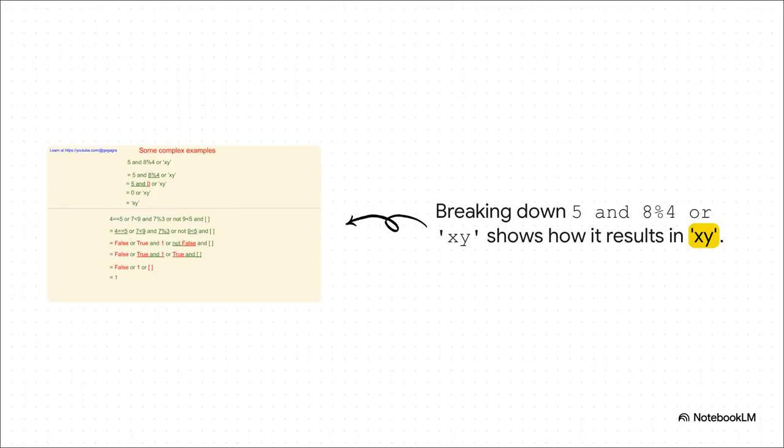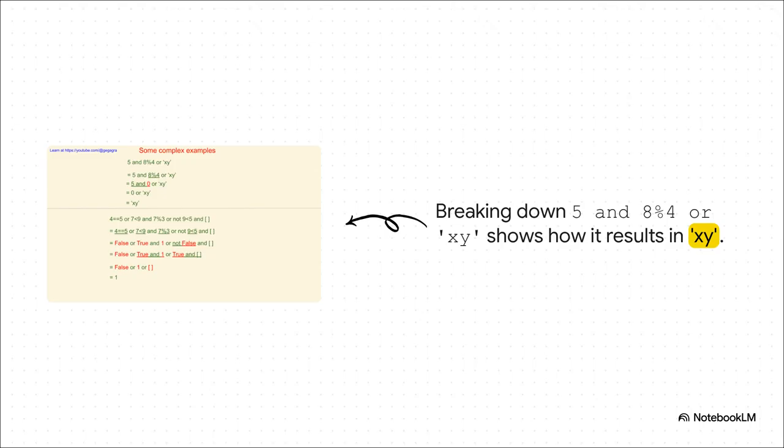Let's tackle this one: 5 and 8 % 4 or "xy". Okay, first step. Any other math to do? Yep, the modulo operator. 8 % 4 is just 0. So now we have 5 and 0 or "xy". According to our order of operations, and comes before or. So we look at 5 and 0. Python sees 5, which is truthy, so it keeps going. Then it sees 0. Aha! That's falsy. The and operator found what it was looking for, so it short circuits and returns the 0. Now the expression is just 0 or "xy".